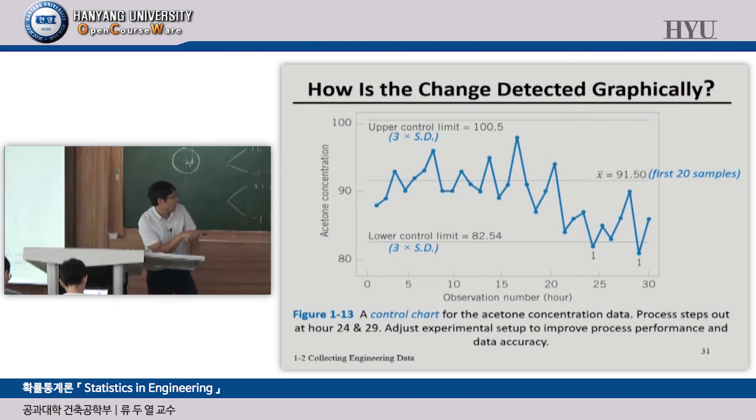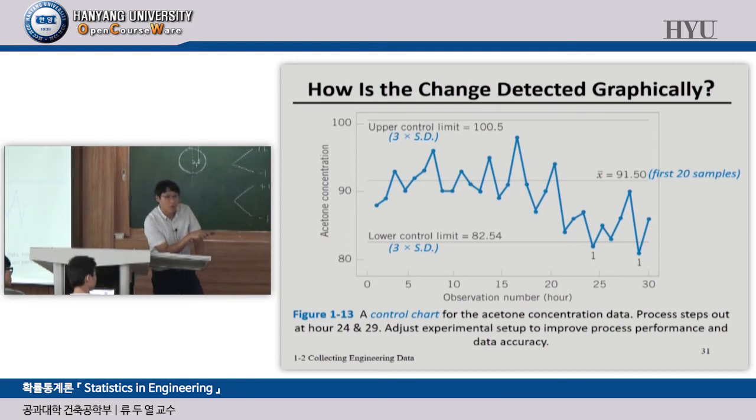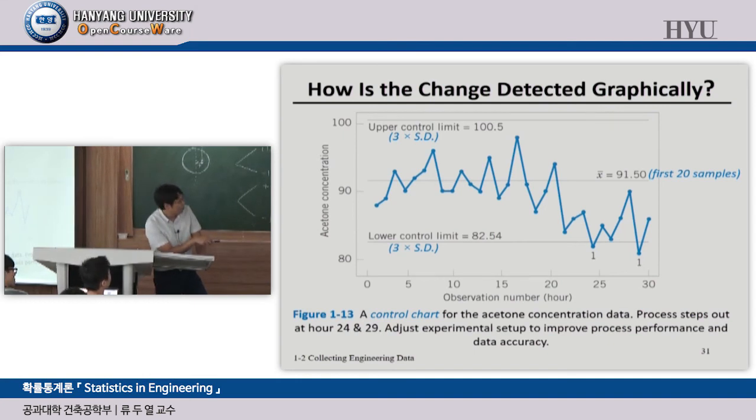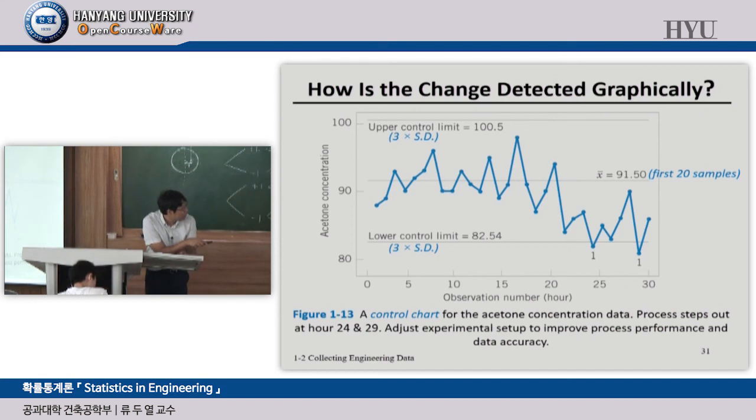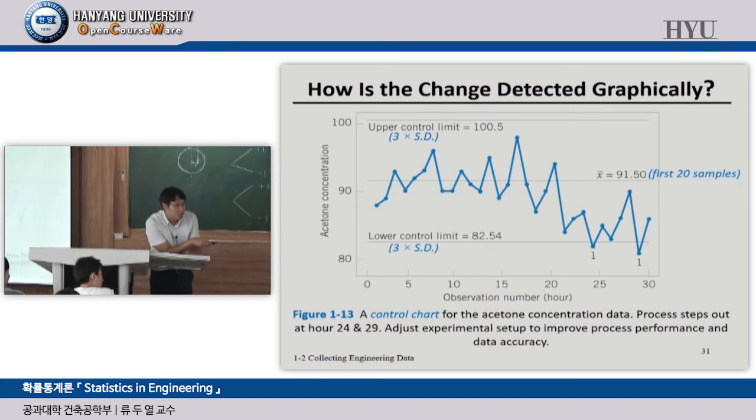As you can see here, at first we have very good data points. Those data points are closer to the average value, and there is no data exceeding the upper or lower control limit. But as the observation number increases, we have some points exceeding the lower control limit, which means that this data point should not be used, or we have to adjust the experimental setup from this point. So this is the control chart, and based on it, we can evaluate the quality of the data point.